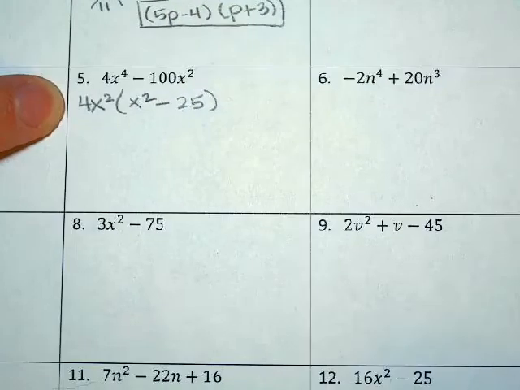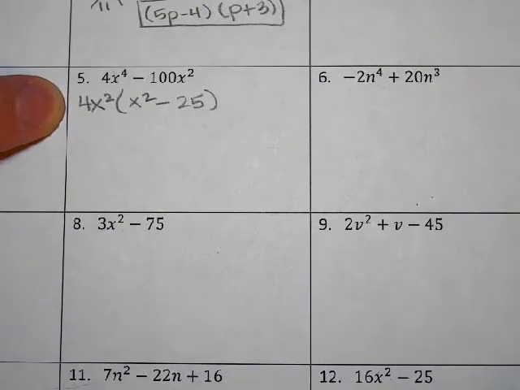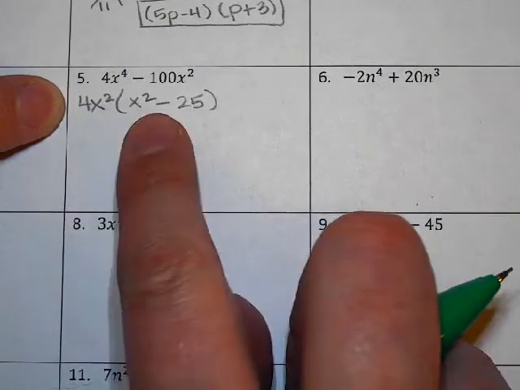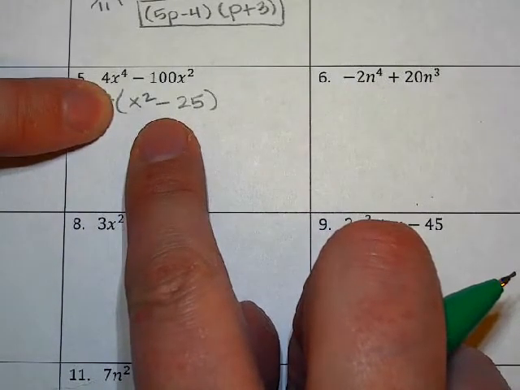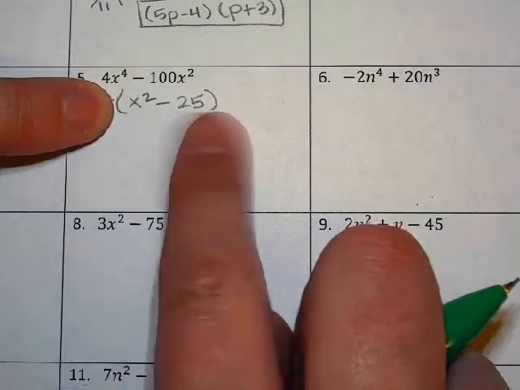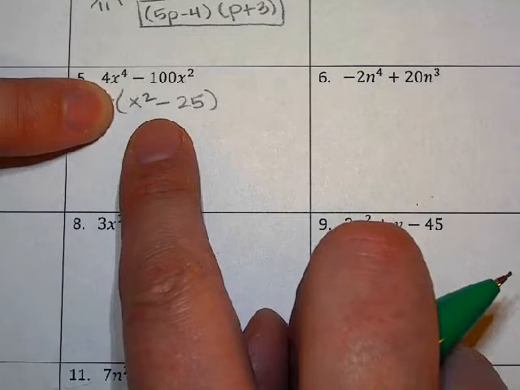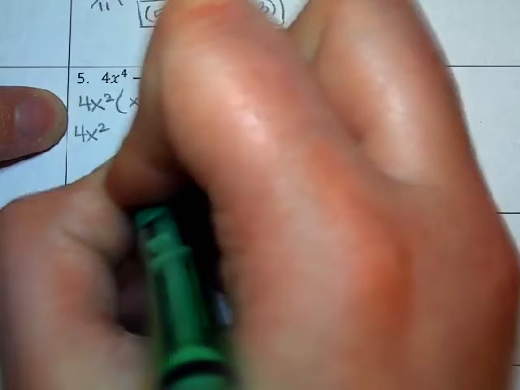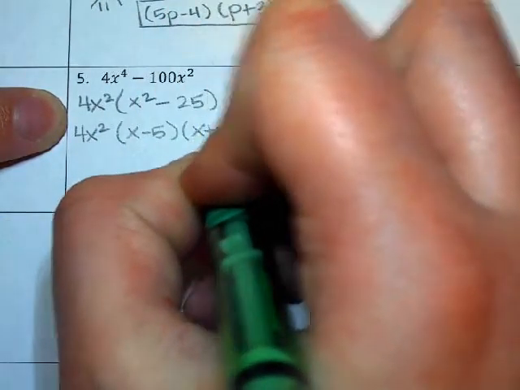Is it still difference of squares, or did the GCF get rid of it being difference of squares? Still difference of squares, okay. So now, what do you do with the x squared minus 25? Square root each of the terms, and what do you get? x minus 5 and x plus 5. Okay, so we got 4x squared as the GCF, and then an x minus 5, and an x plus 5. Okay.